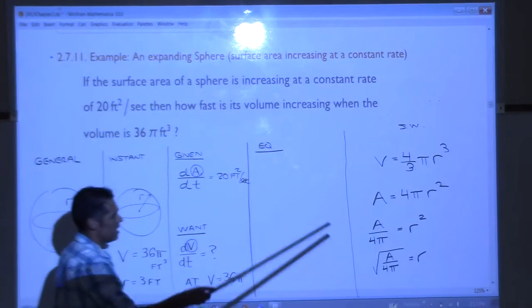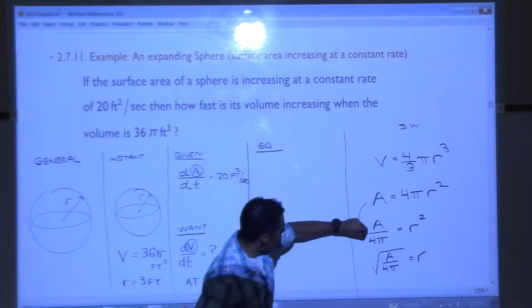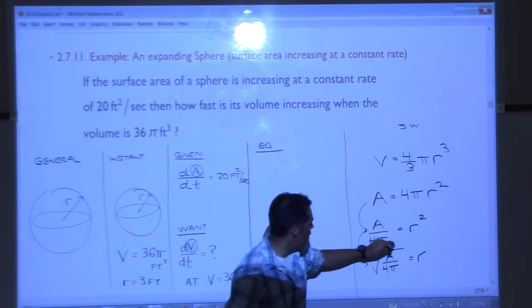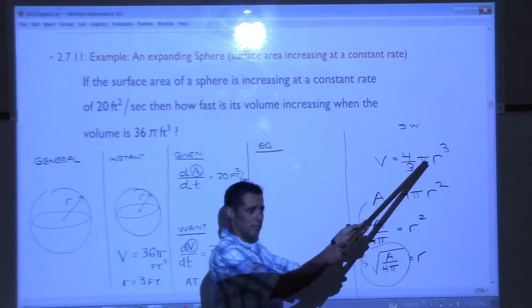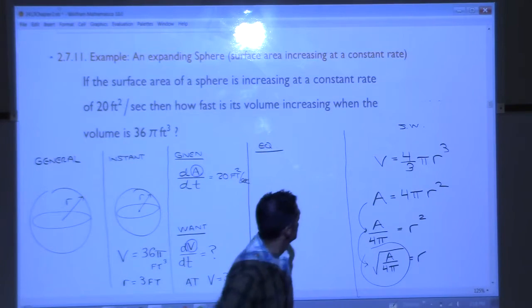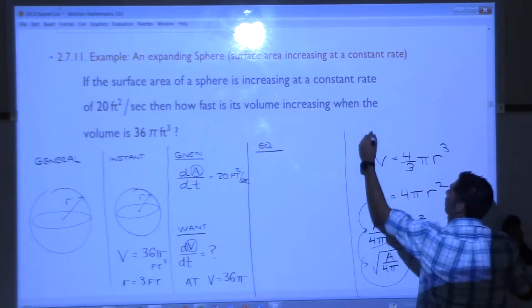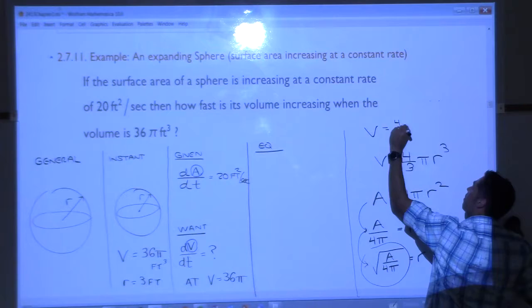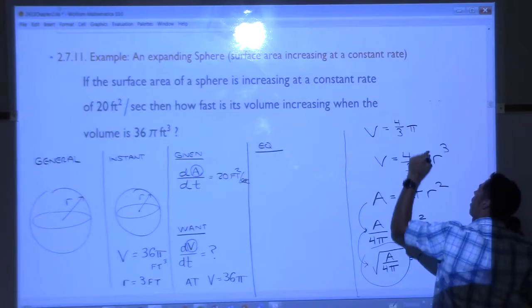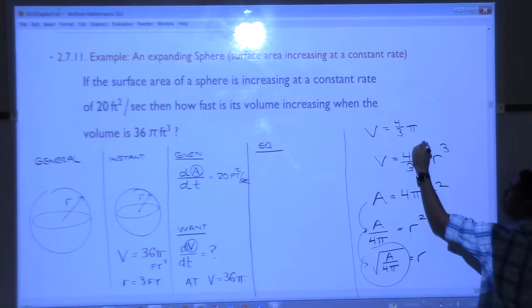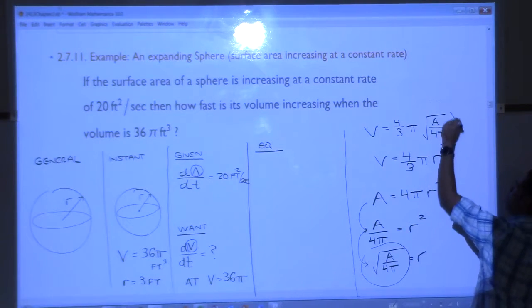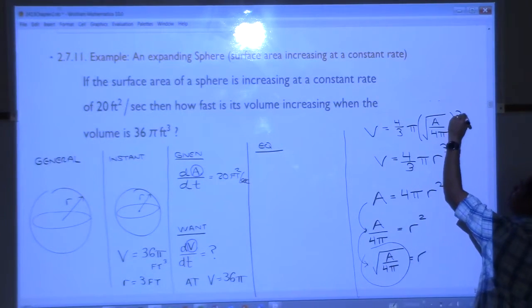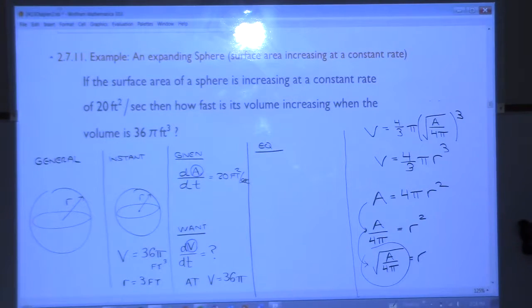So what I do is I'm taking this equation, solving it for R, and then once I get this for R, I take that and do what with it? Plug it back into this one. So let's do that. If I take that one here, the volume will be 4/3 pi, and then R is actually this, square root of A over 4 pi, but then all of that, what? Cubed.